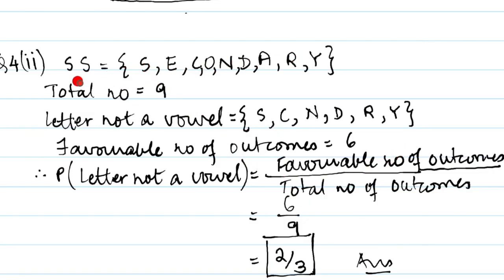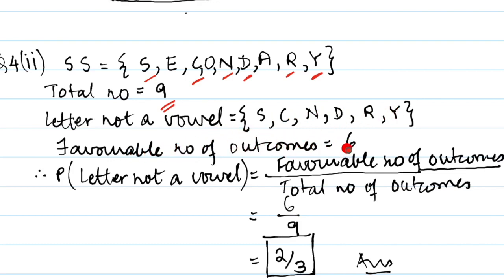So SECONDARY, we write the solution set with S, E, C, like that, all the letters. So the total numbers count 1, 2, 3, 4, 5, 6, 7, 8, 9. So we write that it is 9. A letter which is not a vowel means it will be a consonant. So it will be S, then C, then N, then D, then R, and then Y. Got that? How many are these favorable outcomes?